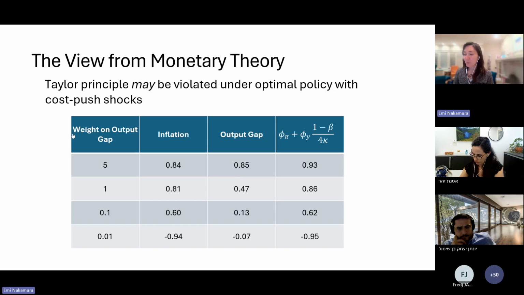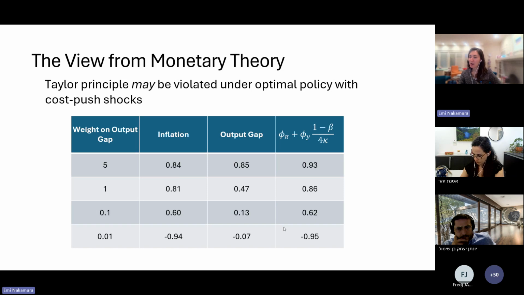And again, this is for the case of model-generated data, where we know that the central bank is actually following optimal monetary policy given the parameters in the economy. So what this is saying is that optimal monetary policy coming from a completely standard model actually looks like it's deviating from the Taylor principle.